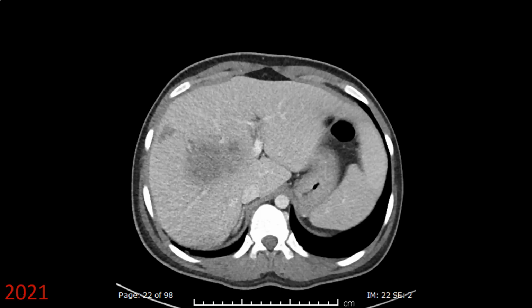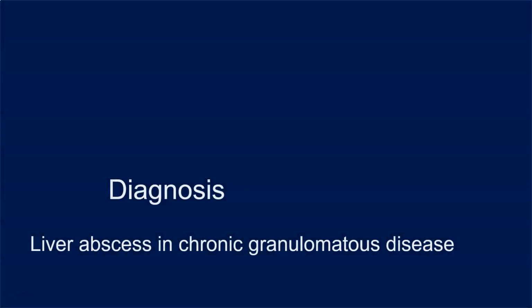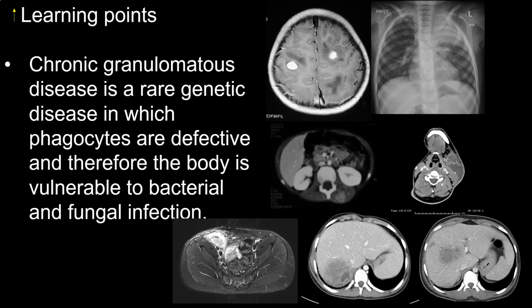This patient illustrates very well this argument because the first abscess has been in segment 7, already healed, but the segment 7 is preserved, and now the second abscess is in segment 8. Diagnosis is liver abscess in chronic granulomatous disease.